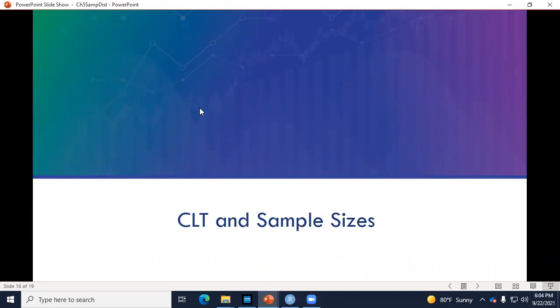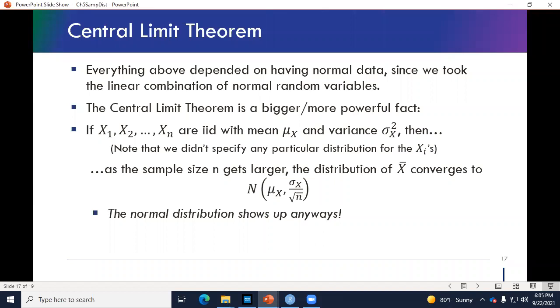So before we go to R, let's talk about one very important thing called the central limit theorem. It's a very useful and very important theory for us to draw conclusions about statistics. Everything we talked about previously depended on the variable x following a normal distribution, and then we could talk about the distribution of x bar. I reiterate that because we were taking a linear combination of normal random variables in order to make the inference.